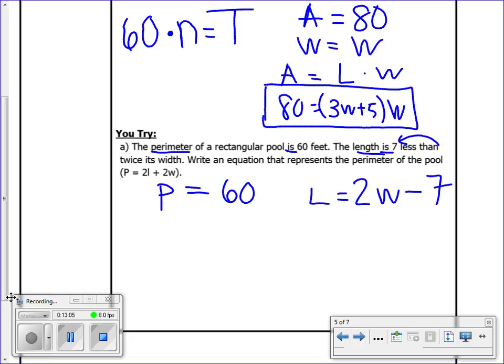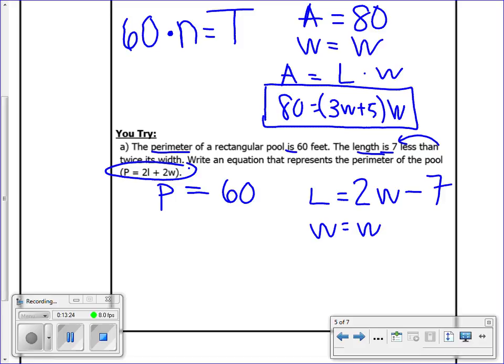It says write an equation that represents the perimeter of the pool. It gives you the equation for perimeter. So now all we do is we plug in. Again, what don't we know? We don't know W. That's our question mark. So we're going to represent W as W.